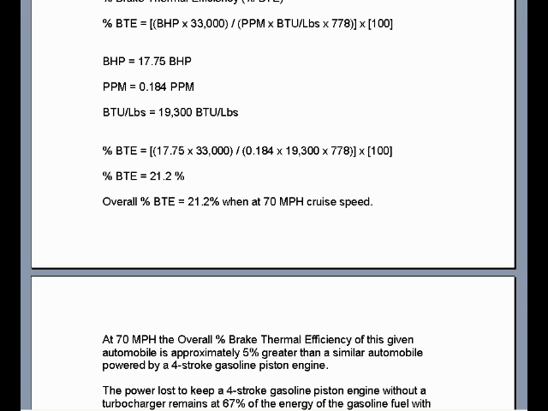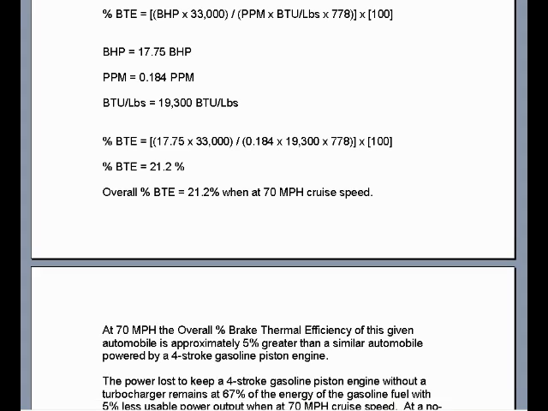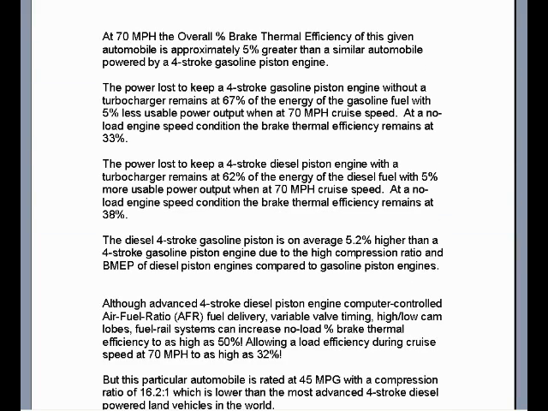at a higher effectivity than the gasoline 4-stroke piston engine, because the pressure exerted on the piston during each power stroke is substantially higher, allowing for more torque to exist at lower RPM. So overall, the given vehicle has about a 5 to 6% higher brake thermal efficiency than the gasoline 4-stroke piston engine of a similar vehicle.